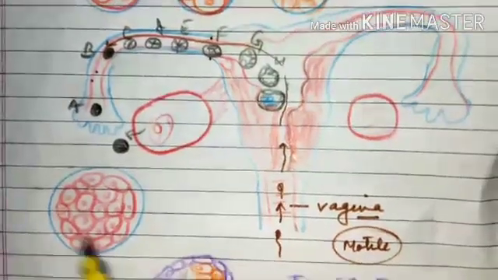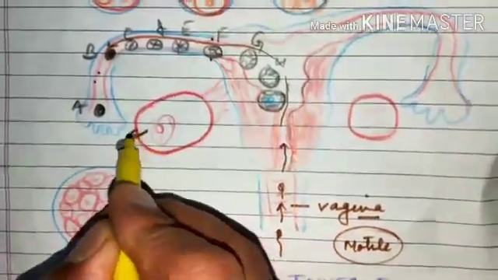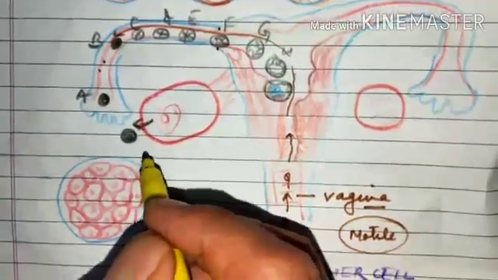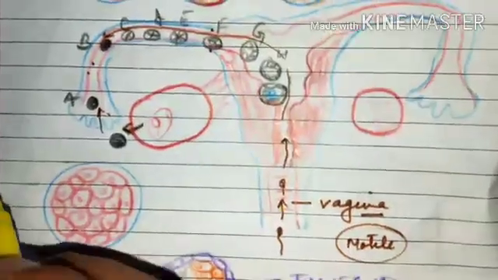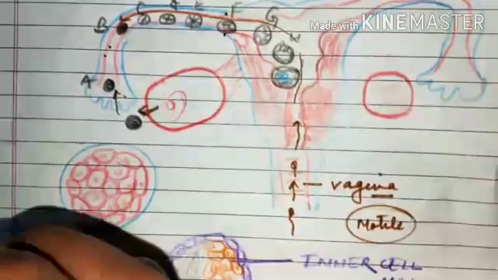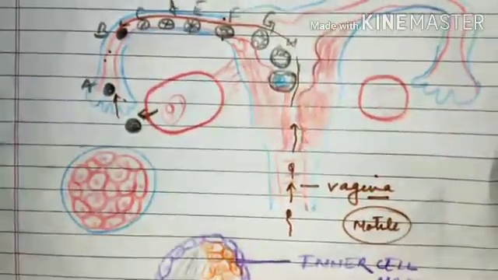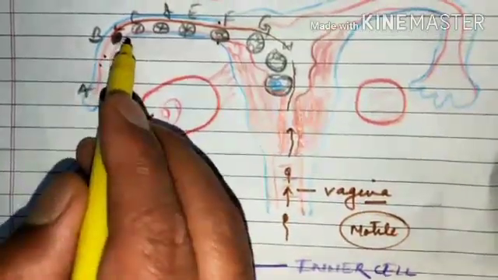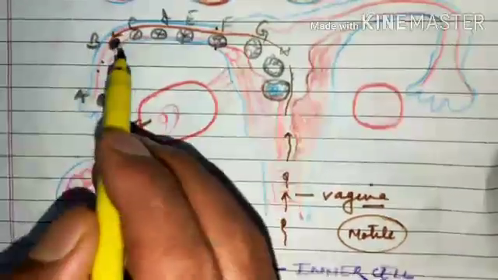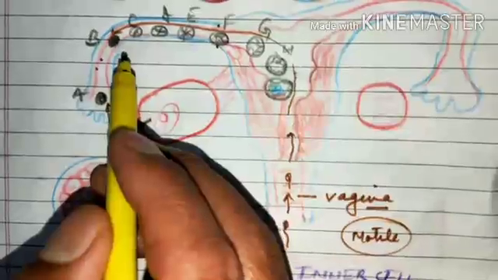At the same time, the ovum is released by the ovary. It also gets transported to this junction, the ampullary isthmus junction. Both sperm and ovum reach this junction, and it is the point where fertilization takes place.